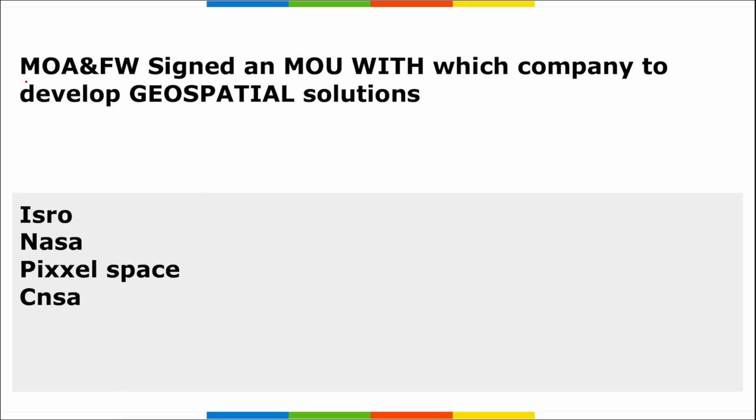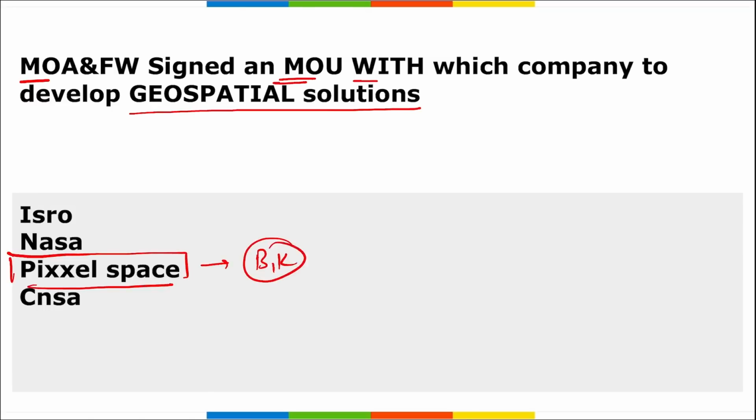So let's start. The first question is, Ministry of Agriculture and Farmers Welfare signed a memorandum of understanding with which company to develop geospatial solutions? So first of all, remember it is your Ministry of Agriculture and Farmers Welfare that have signed an MOU with Pixel Space India Private Limited. This is a Bangalore, Karnataka based company, and they have signed this MOU with them to develop geospatial solutions for the Indian agriculture ecosystem on a free of cost basis using the Pixel's hyperspectral database.